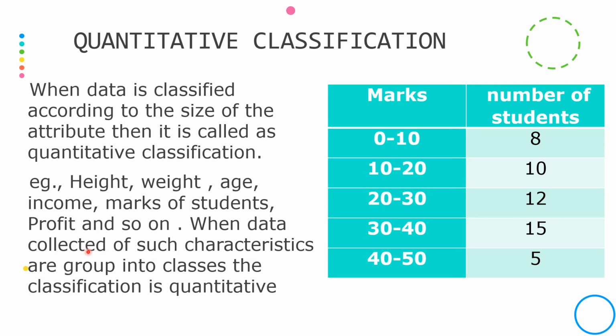When data collected of such characteristics are grouped into classes, then we say that the classification is quantitative. So here we have two columns, one showing a group of marks from 0 to 10, 10 to 20, 20 to 30, and so on, and the number of students in that particular group. So here we are expressing data in terms of numbers or numerical values.